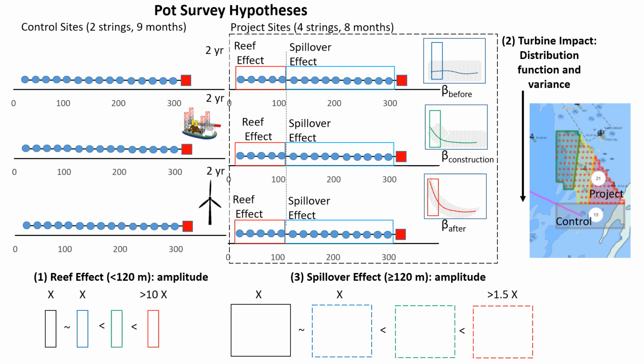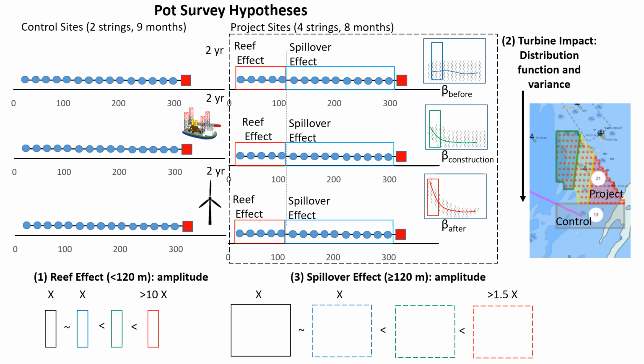Here is the pot survey hypotheses diagram. Let's start at the bottom. To build a design, we must first propose an effect size. Here, 10-fold increased catch rates for the reef effect and 50% increased catch rates for the spillover effect.